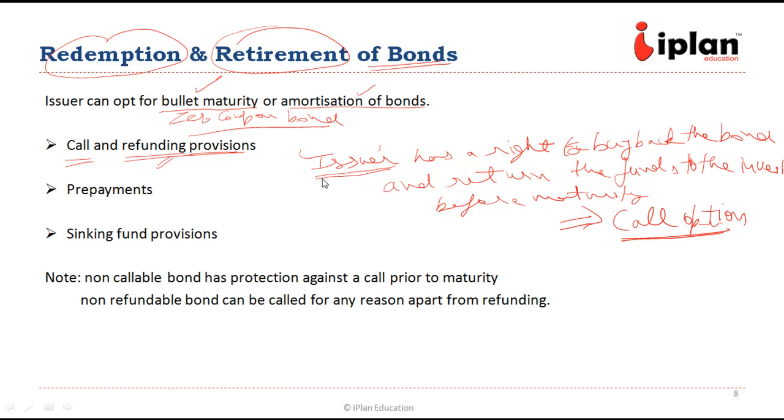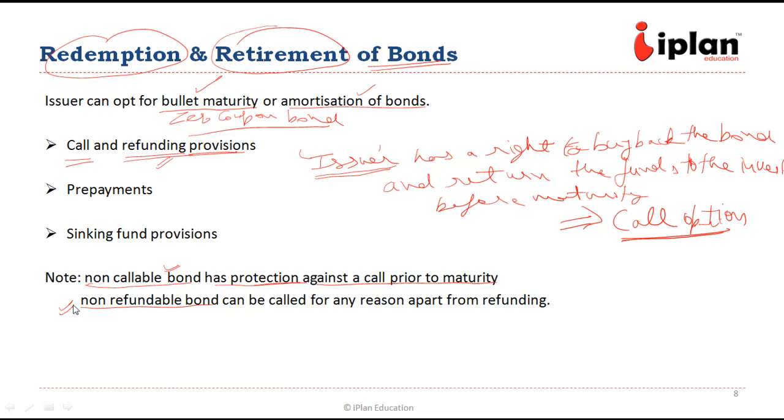Refunding means if the issuer gets funding from some other source which is cheaper than the current bonds, then he can call these bonds back and return their funds through issuing other bonds or another mechanism of funding, which is known as a refunding provision. So in the bond itself, there could be a condition. For example, that bond is non-callable, so it cannot be called before maturity. So investors are protected against this call prior to maturity.